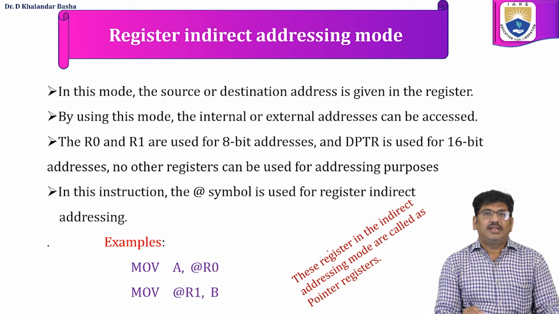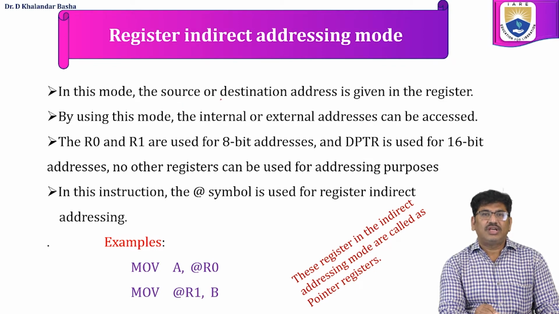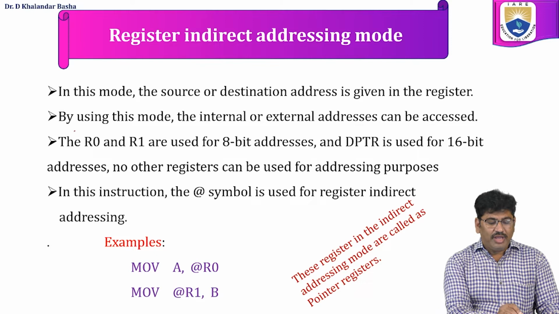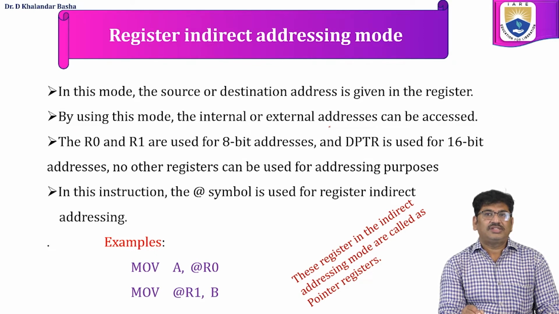The next one is the register indirect addressing mode. In this mode, the source or destination address is given in the register. By using this mode, the internal or external address can be accessed. So the memory which we are going to refer to may be present on chip, or it may be external to the microcontroller.